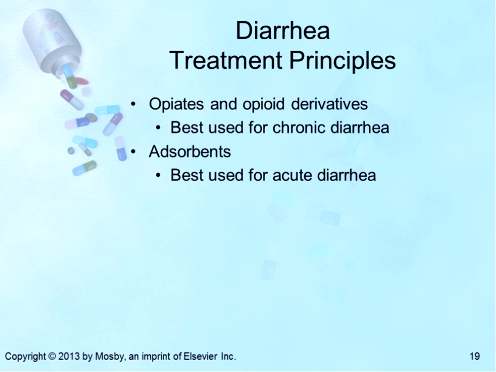For the opioids and opioid derivatives, they decrease motility and stool number, and reduce fecal urgency. They are best used for chronic diarrhea. For the absorbents, bismuth reduces the symptoms through its anti-inflammatory and antibacterial properties and decreases nausea and vomiting. It's best used for acute diarrhea.